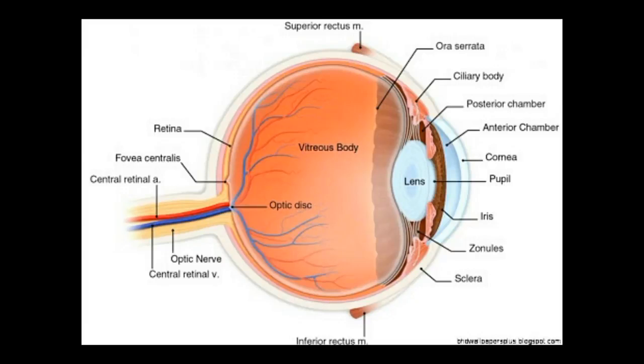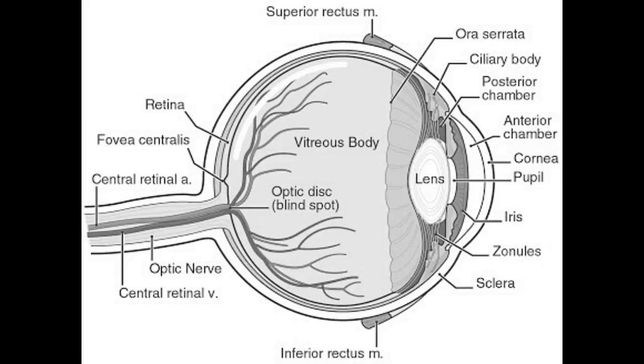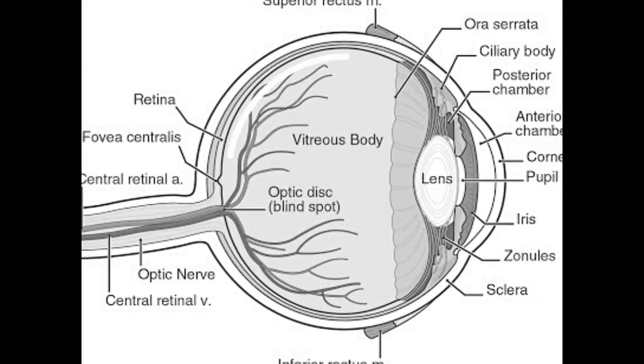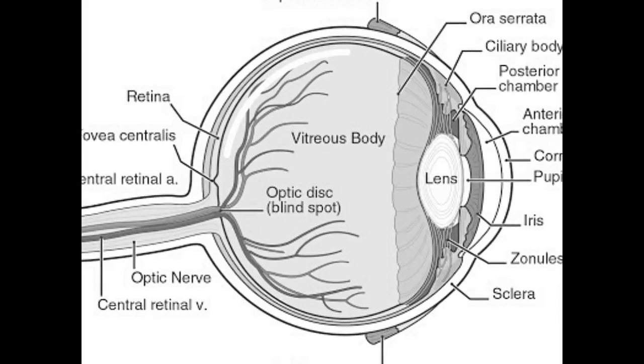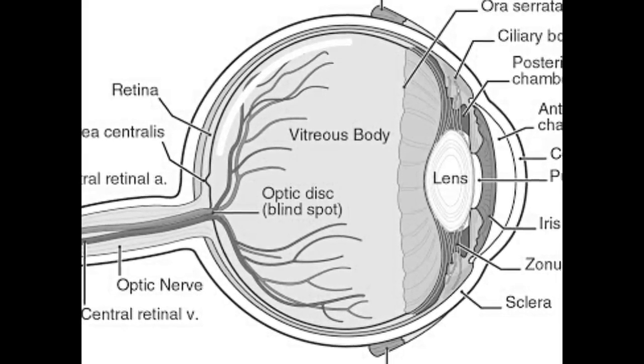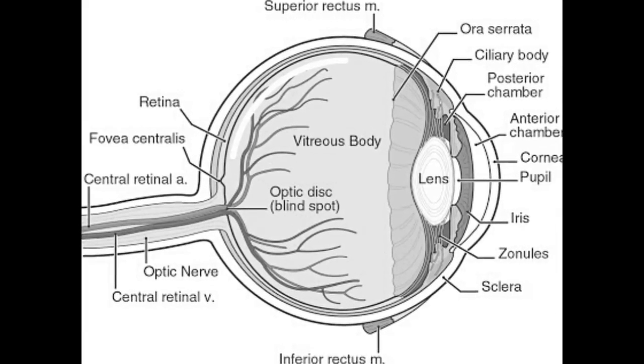We have the optic nerve. The images captured by the retina are carried to the brain by the optic nerve. We have a blind spot. The blood vessels and the nerves enter and leave the eyeball here. This is the part of the retina which is called the blind spot.